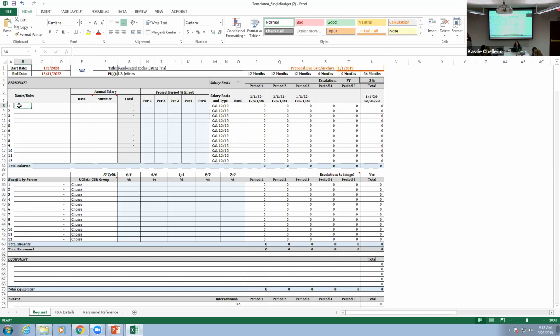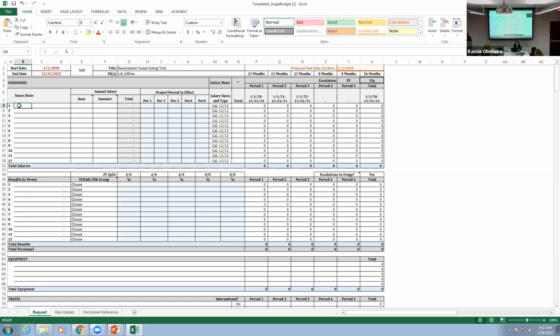All right, so we're going to start by entering Professor Jeffries. And the first thing we usually do when we're thinking about a proposal budget is enter people, right? Because people are really the most important part of our budget, and how much they're going to work, because we can't get the work done without people.